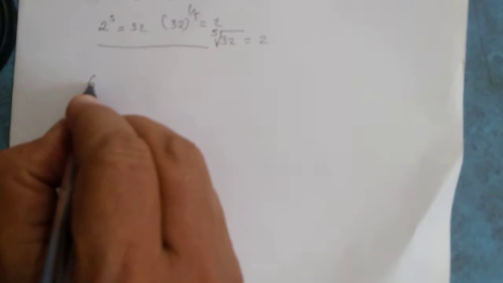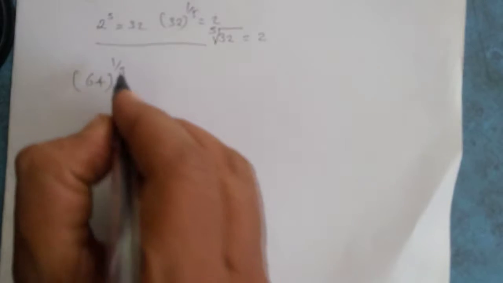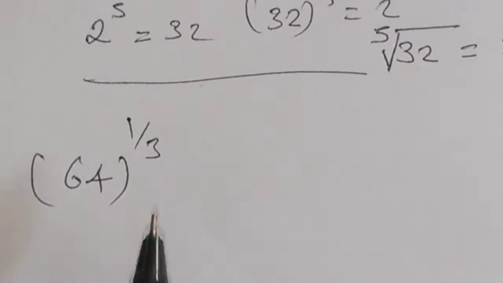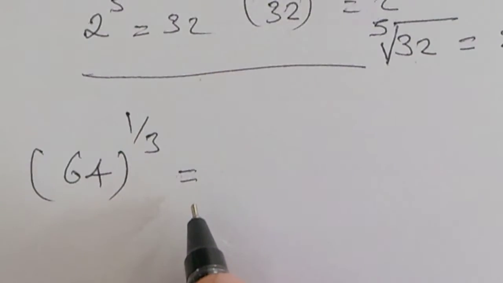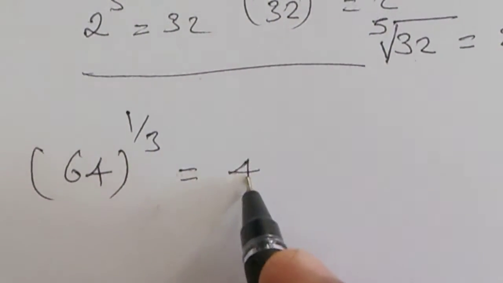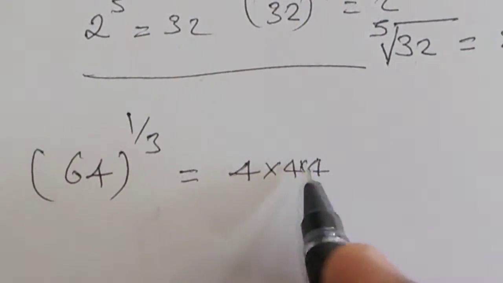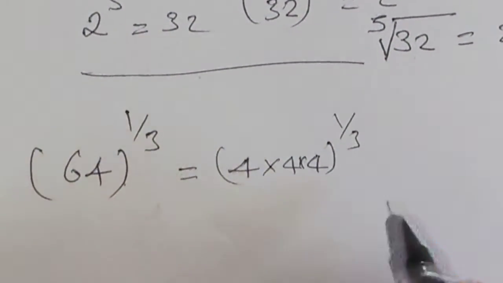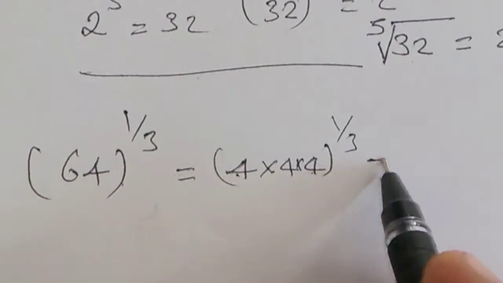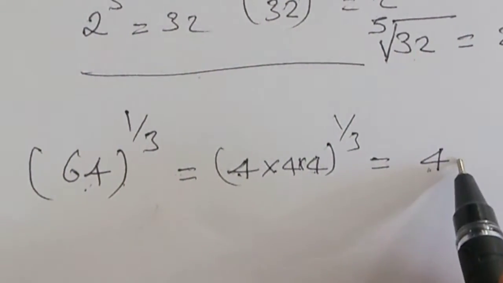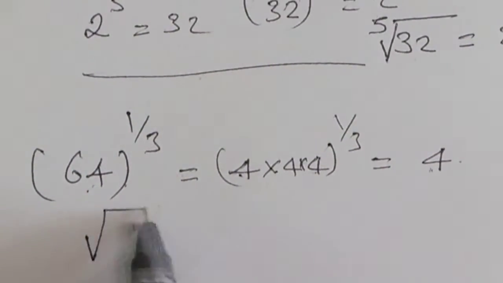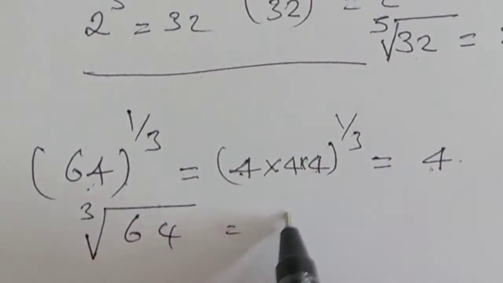For example, 64 power 1 by 3, if I write that, what do you mean by that? When we say 64 power 1 by 3, it is the number which multiplied with itself thrice. Find which number it is: that should be 4 into 4 into 4, that is 64. So when you take the cube root, you have three 4s, and the cube root gives just one 4. So 4 into 4 into 4 is 64. So cube root of 64 is 4. We can also write it like this: cube root of 64 is equal to 4.